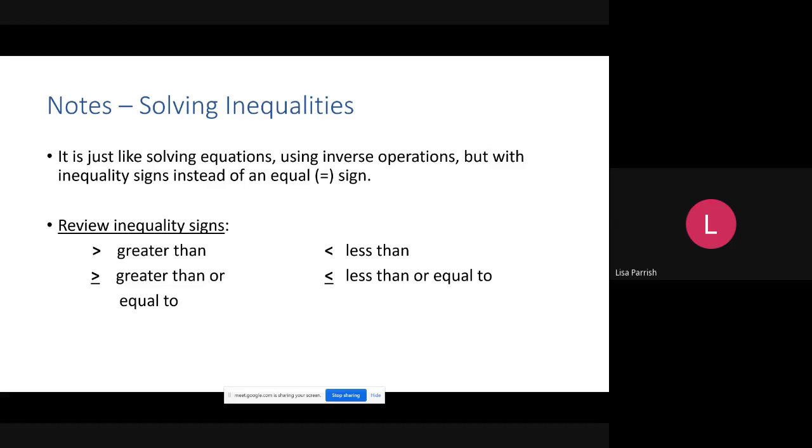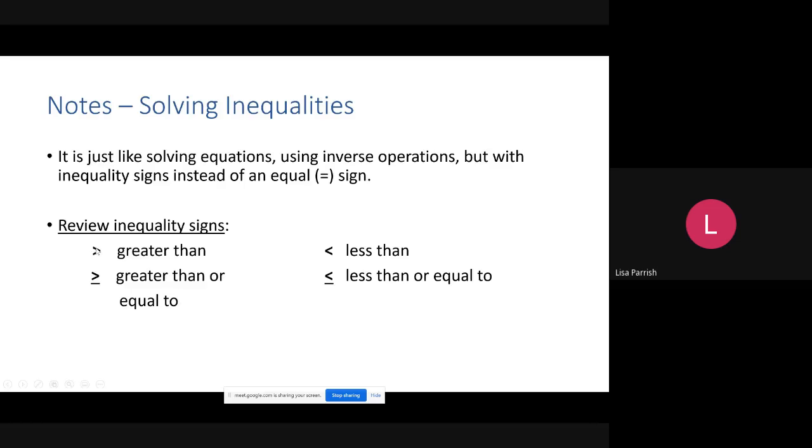Now, again, you've got those inequality signs instead of equal signs. So let's review those. We went over these yesterday in class, or Ms. Klein did in the video as well. The inequality signs that we're using. We have the greater than sign, which is pointing to the right. We have underneath that, you have the greater than sign, but you also have that little bar underneath.